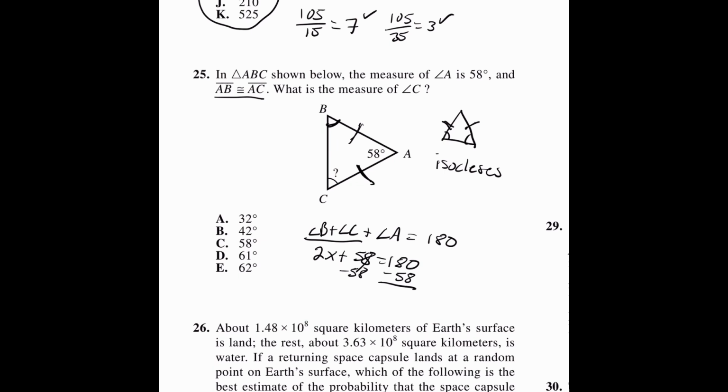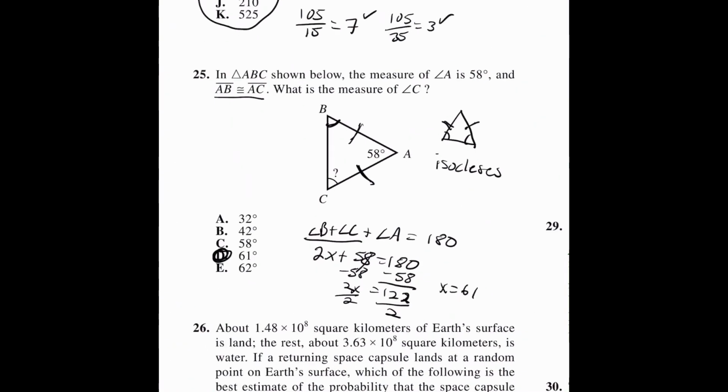And that gives me 122 is equal to 2x. Then I divide both sides by 2. And x is equal to 61. D. Okay, I hope that makes sense. So that's all that problem is. And you don't have to make an equation, you can just think about it. If you know that this is 180, you can subtract 58 from it, and you're like, okay, these angles are the same. That means I can split whatever I got from that subtraction in half, and that will be angle C.